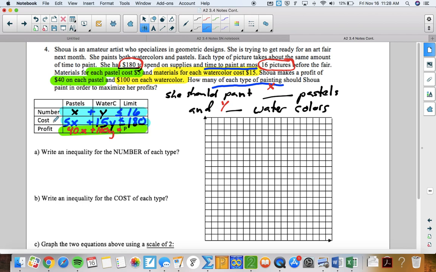Alrighty, so let's graph these two equations. They suggest using a scaling of 2. So here's 4, 8, 12, 16. 4, 8, 12, 16. I think I need to go up farther on the Y to graph this correctly.